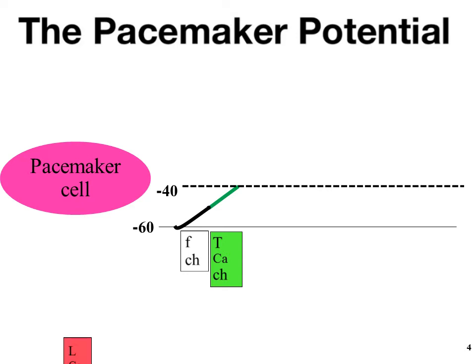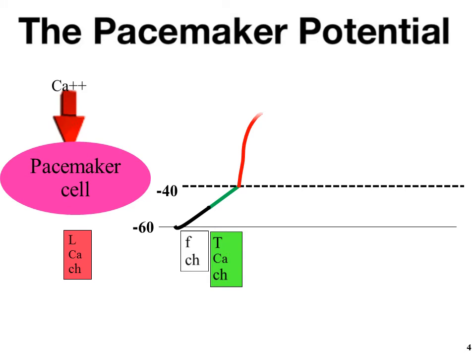So at -40, the long-lasting calcium channels open and there will be calcium influx leading to depolarization. The voltage again will move from -40 to about +20. The depolarization phase is done by the long-lasting calcium channels. There is no role for sodium in the depolarization phase.